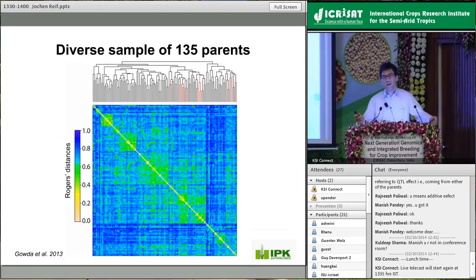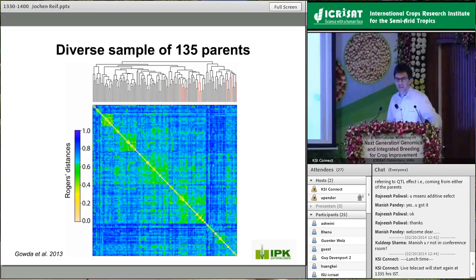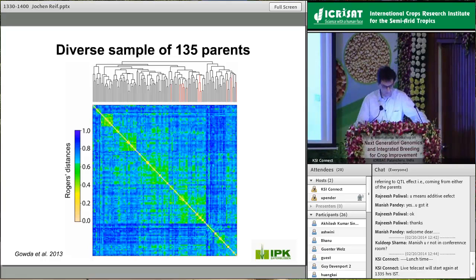So we applied genomics, that's clear, to those parental lines. We used first the 9K SNP chip, which was available at that time, and later on the 90K SNP chip, and fingerprinted the set of 135 parental lines. What I've plotted here is a heat map of the Rogers distances ranging from 0 to 1. 1 means they are completely different, and 0 means that they share all alleles in common.